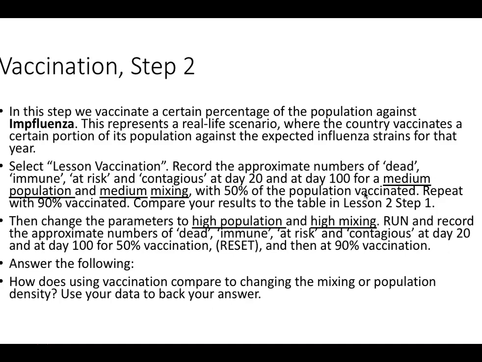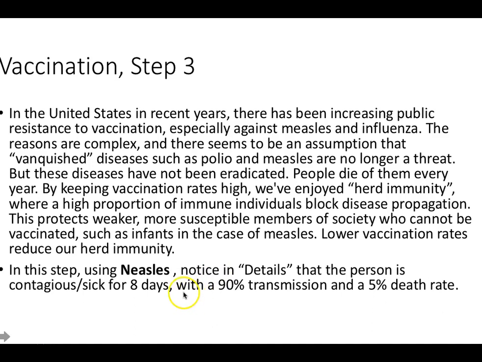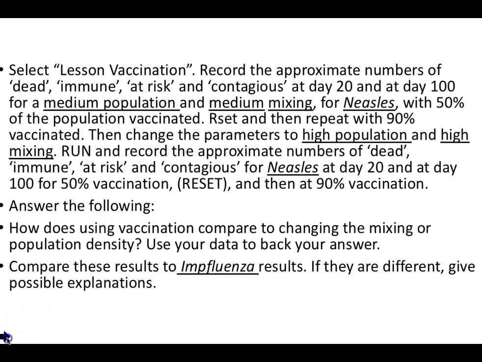Okay, so in the meantime, what are you going to do? Well, you're going to go to vaccination, but you're going to change your pathogen to measles, and then you're going to go into medium population. I'm on the wrong thing. Okay, here we go. Medium population. Sorry, I didn't know I hit that. Medium population. And that just tells you what the details are. It's on the next slide.